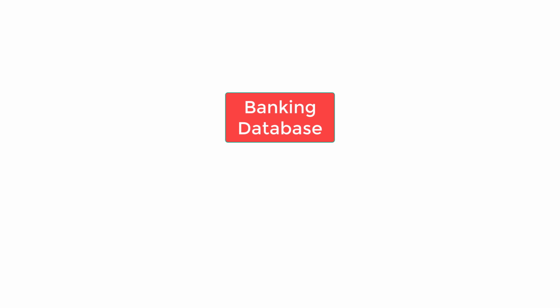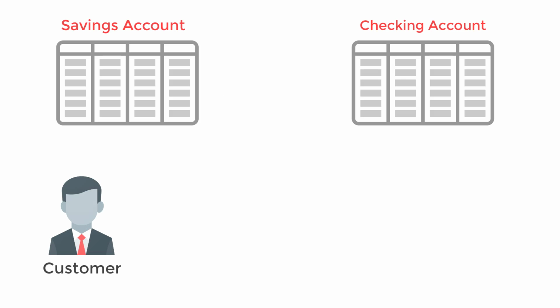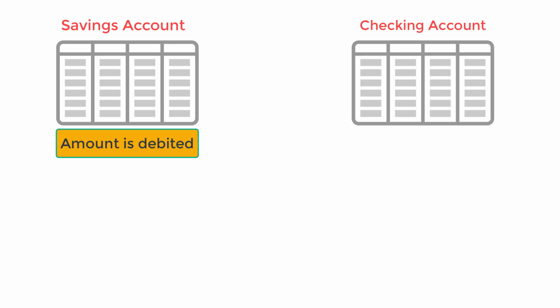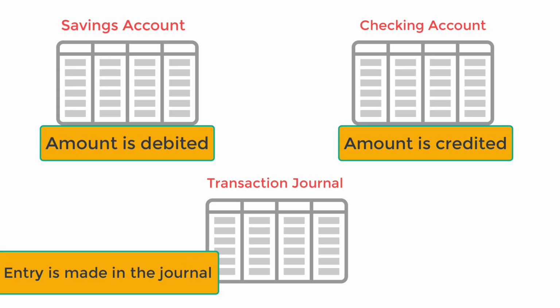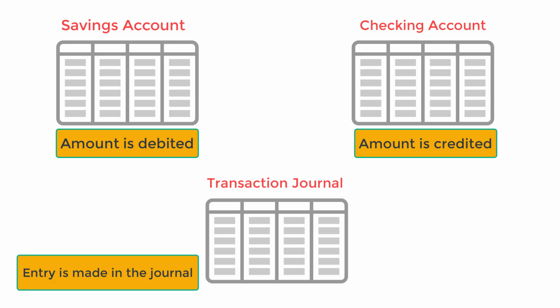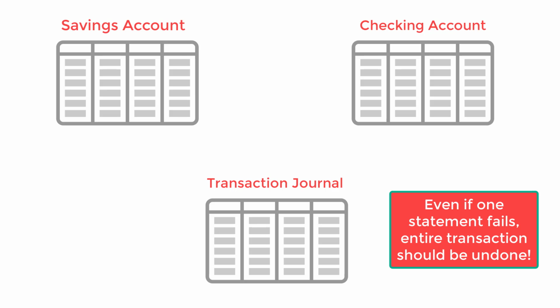Consider a banking database. When a bank customer transfers money from a savings account to a checking account, the transaction might consist of three separate operations: decreasing the savings account, increasing the checking account, and recording the transaction in the transaction journal. The Oracle server must guarantee that all three SQL statements are performed so that the accounts reflect the correct amounts. When something prevents one of the statements in the transaction from executing, the other statements of the transaction must be undone.